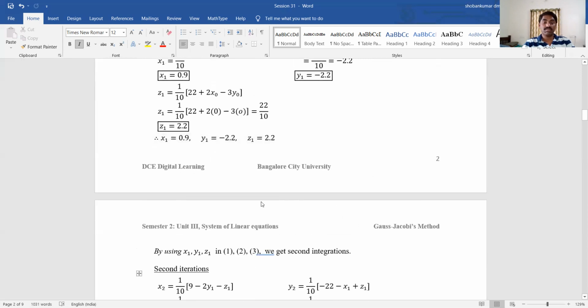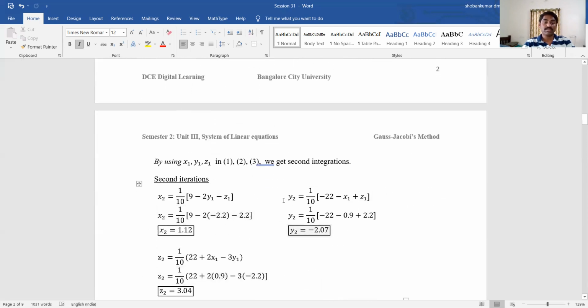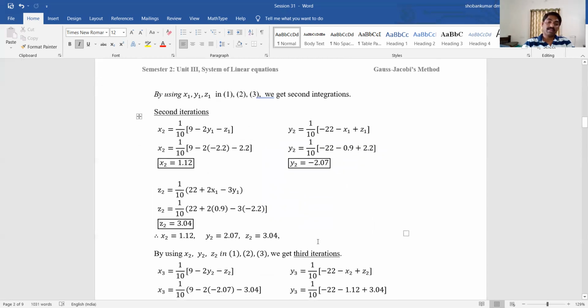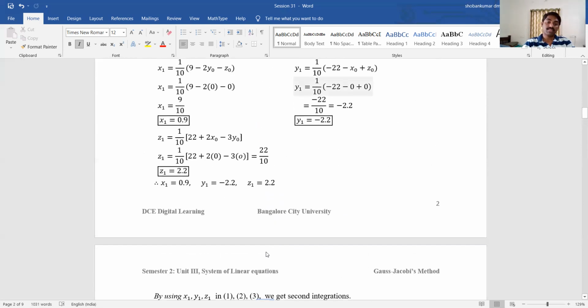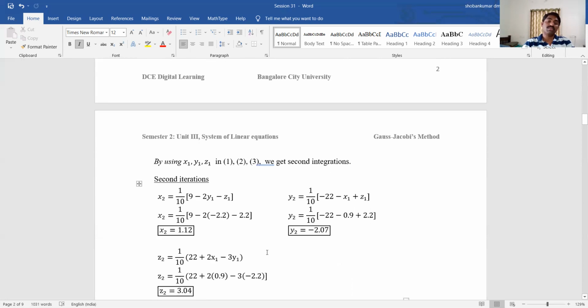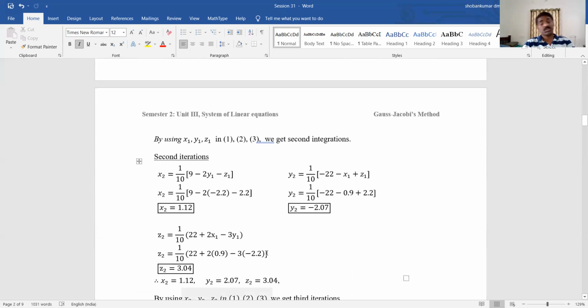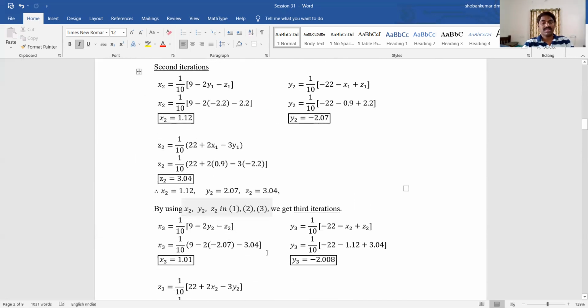Here we know x1, y1, z1. Substitute these values here and simplify. We get the second approximations x2, y2, z2: x2 = 1.12, y2 = -2.07, and z2 = 3.04. These are the second approximations. We check: the first and second approximations are not approximately the same up to 4 decimal places, or at least 3 decimal places.